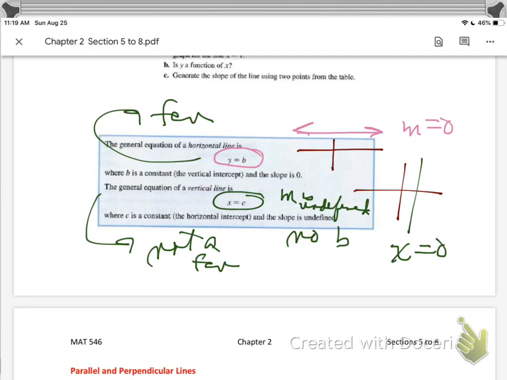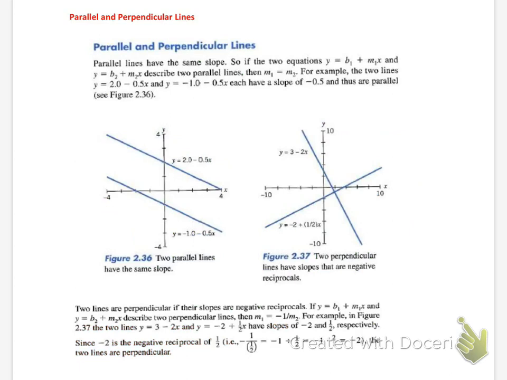Okay, then we're going to go through parallel and perpendicular lines and their relationships. Okay, parallel lines are your train tracks. They have the exact same slope.